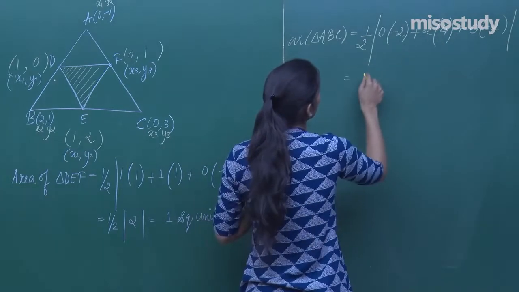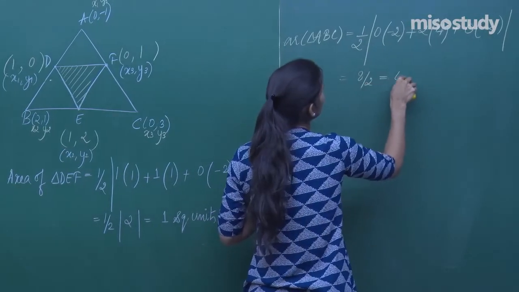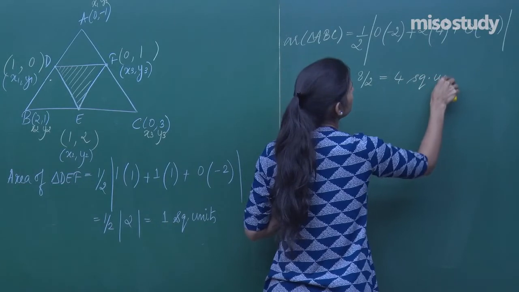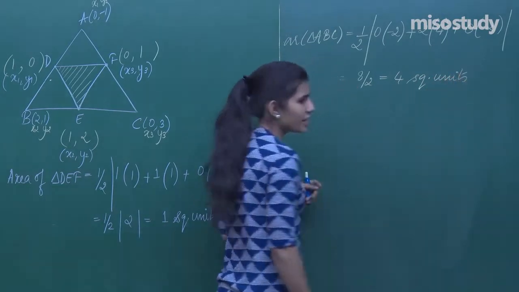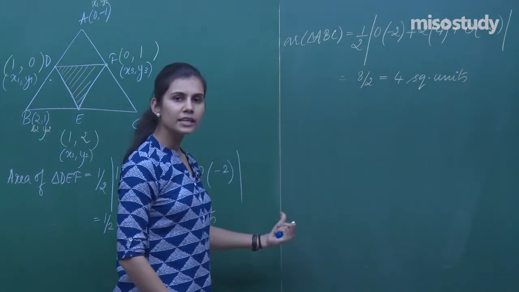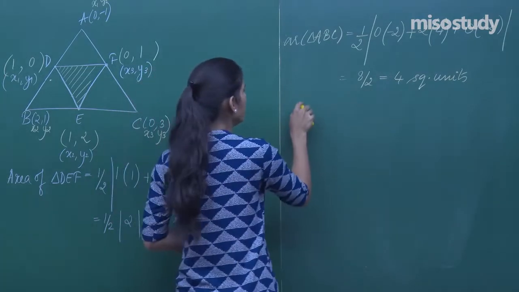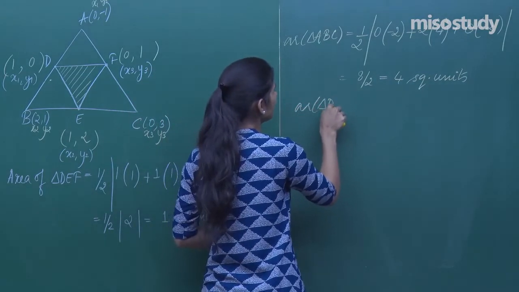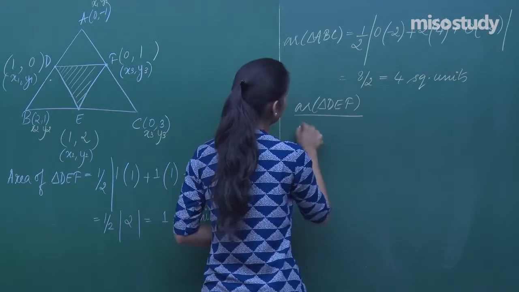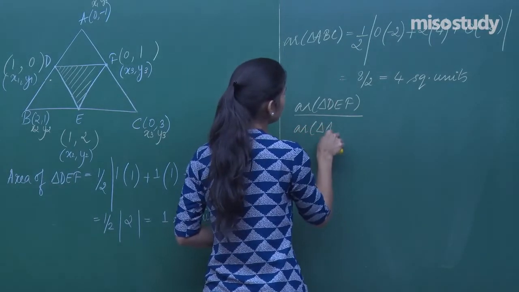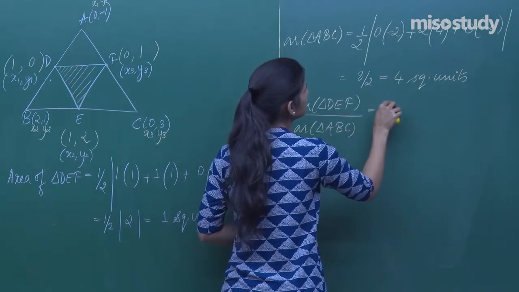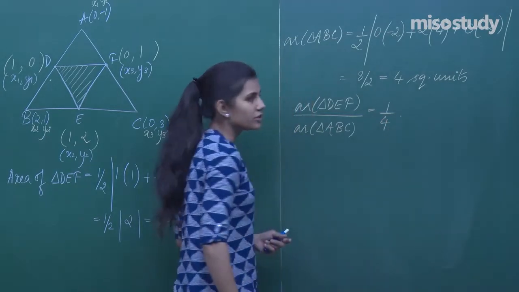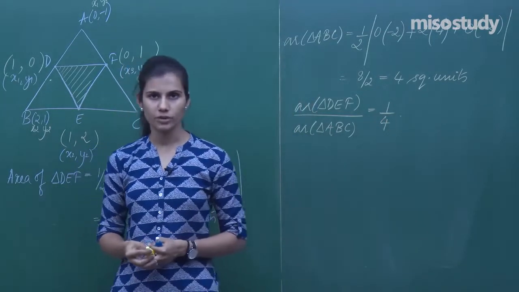So this just gives you 8 upon 2, that is 4 square units. So the ratio of the area of the small triangle to the area of the bigger triangle, that means the area of triangle DEF upon the area of triangle ABC, is 1 upon 4. So the ratio is 1:4.